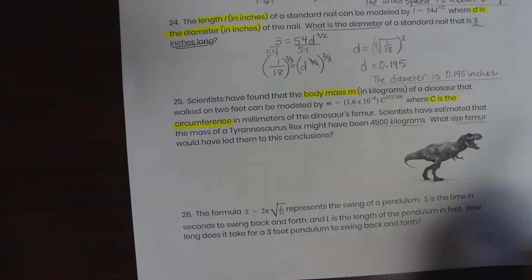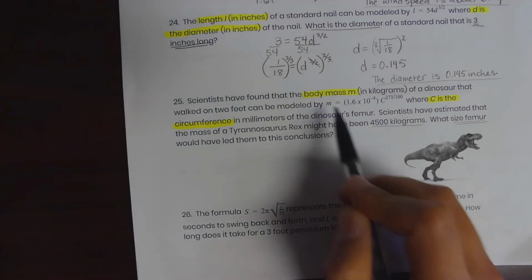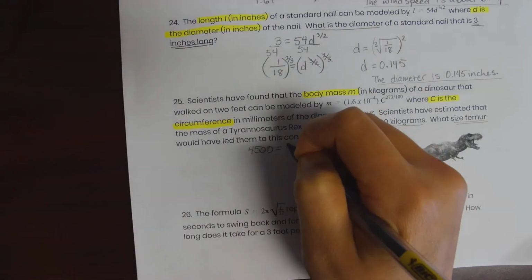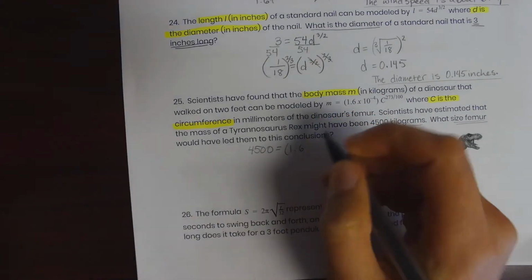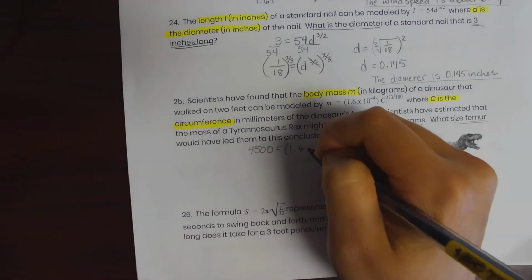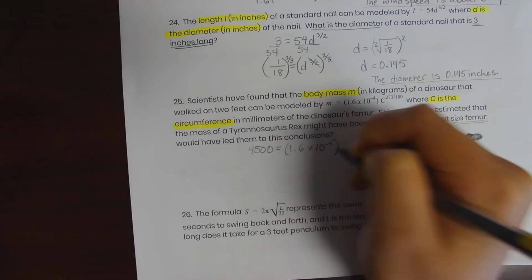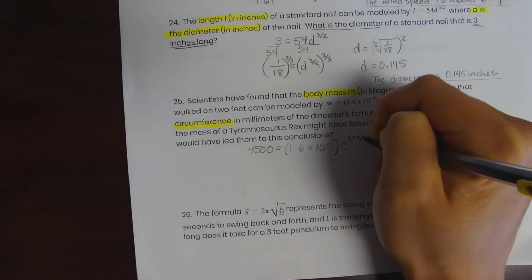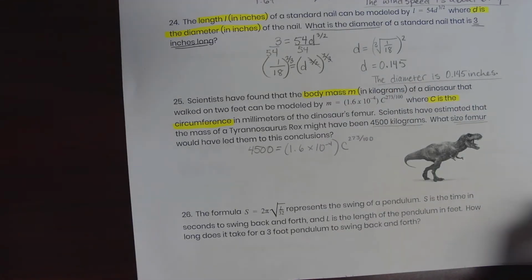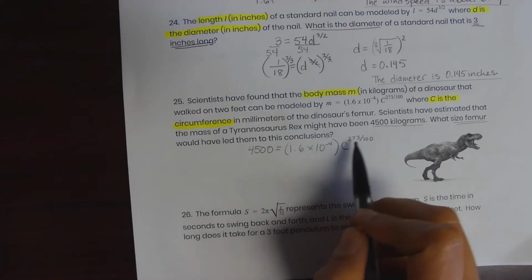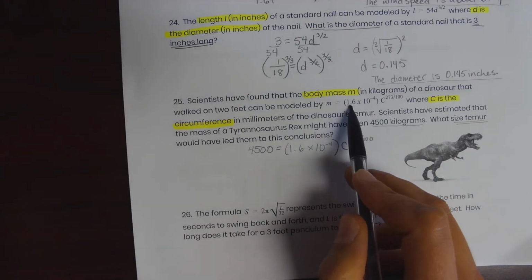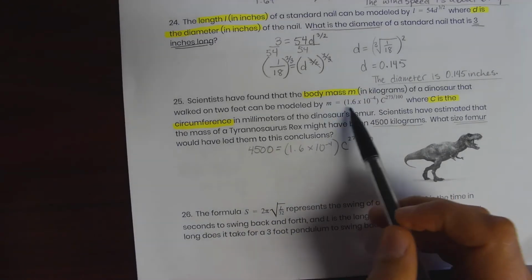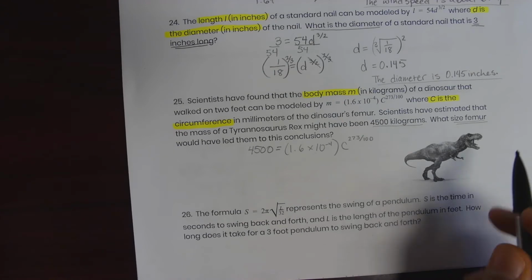Okay, so 4,500 is what we're plugging in for M, equals 1.6 times 10 to the negative 4 C to the 273 over 100. Oof, that's hefty. Alright, so when it's a number times 10 to the negative 4, that tells us how many decimal places we have. So this would be over 4 decimal places.